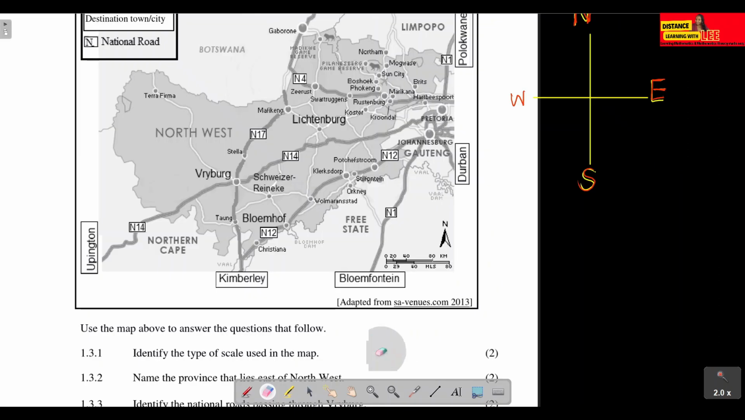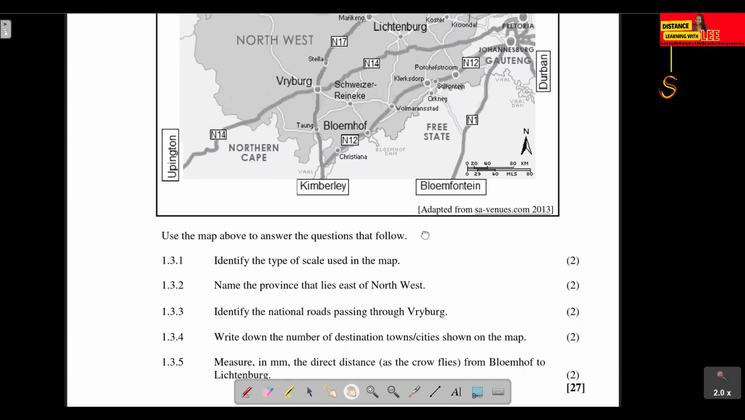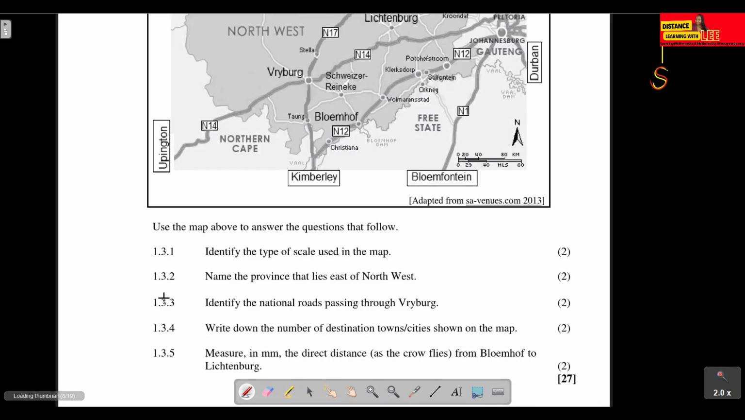Okay, but in your memo, if you decide to say it's a line scale, it's also okay. But guys, let's just be accurate. This is actually a bar scale. So question 1.3.1, we see that we are given a bar scale, and I explained why. Right, let's have a look at the next question.